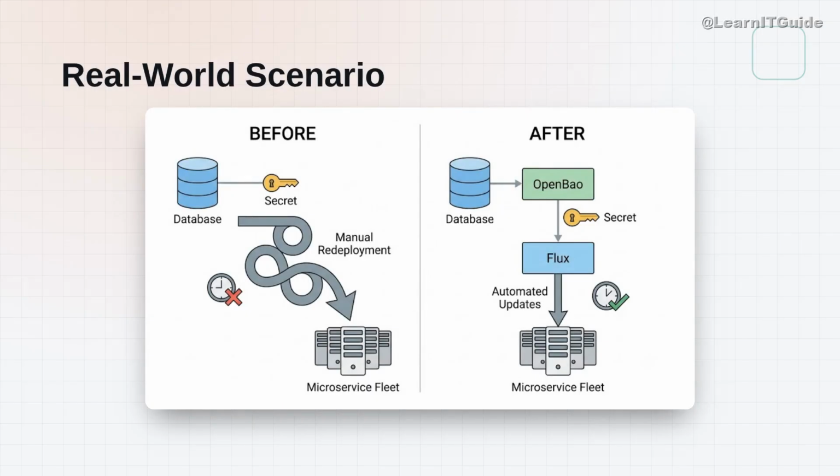Let us talk about a real-world scenario. An e-commerce platform serving 1 million daily requests was struggling with secret rotation. Every time a database password changed, they had to redeploy their entire microservice fleet. It was a manual mess. After implementing Flux and OpenBao, they automated credential rotation and reduced their manual deployment time by 95%. Their security posture improved drastically because keys are now rotated every 30 days automatically.